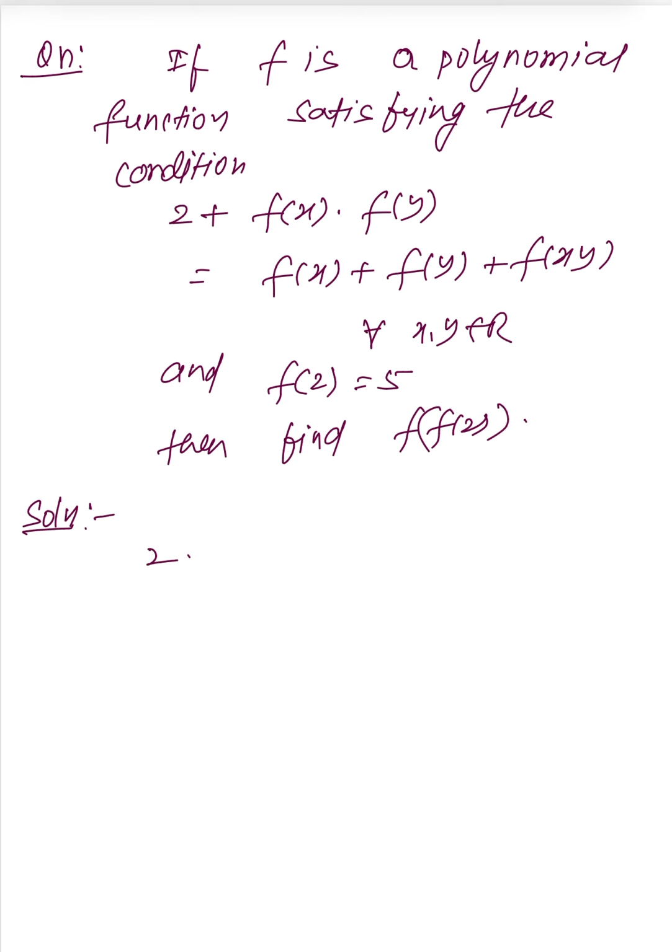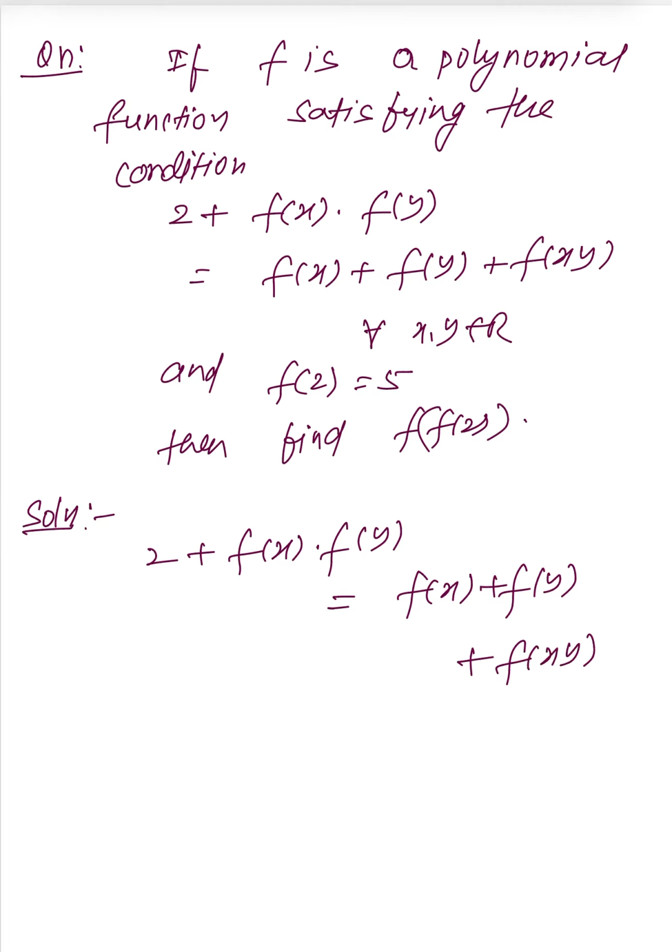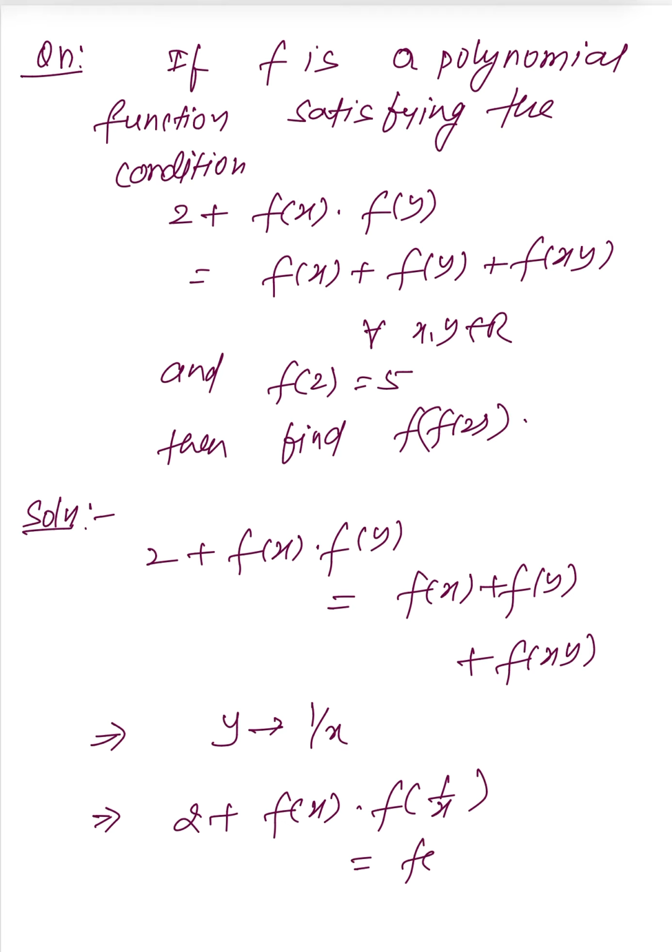Since the result is given that 2 + f(x)f(y) = f(x) + f(y) + f(xy), and this is true for all x, y belongs to R, now replace y with 1/x in this equation. What we get? It is 2 + f(x)f(1/x) = f(x) + f(1/x) + f(1).